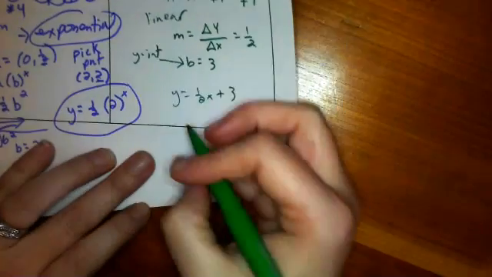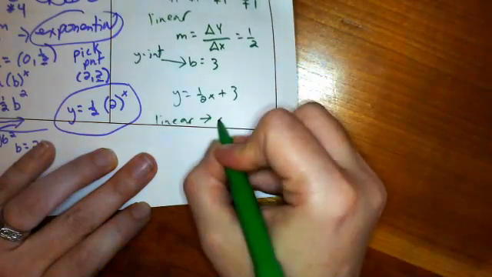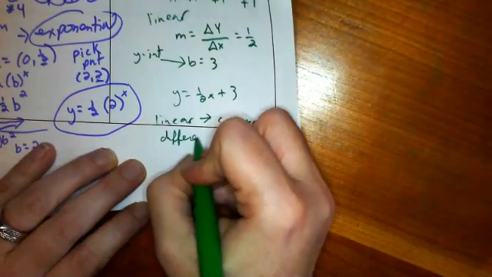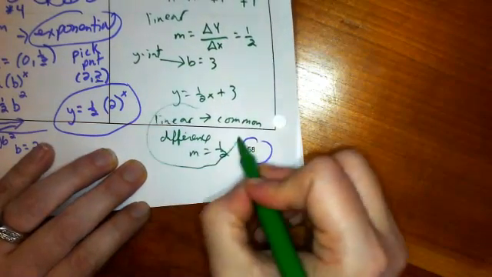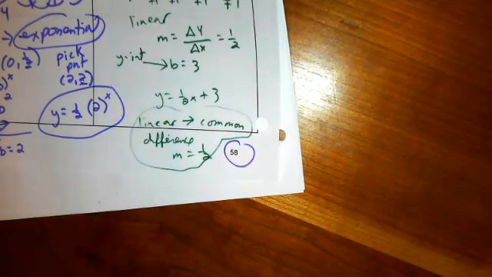So remember, your explanation would be: it's linear because you have a common difference of 1/2. Okay? So that's your explanation for that one. You have a common difference and it's 1/2. Okay? Let's flip to page 59.